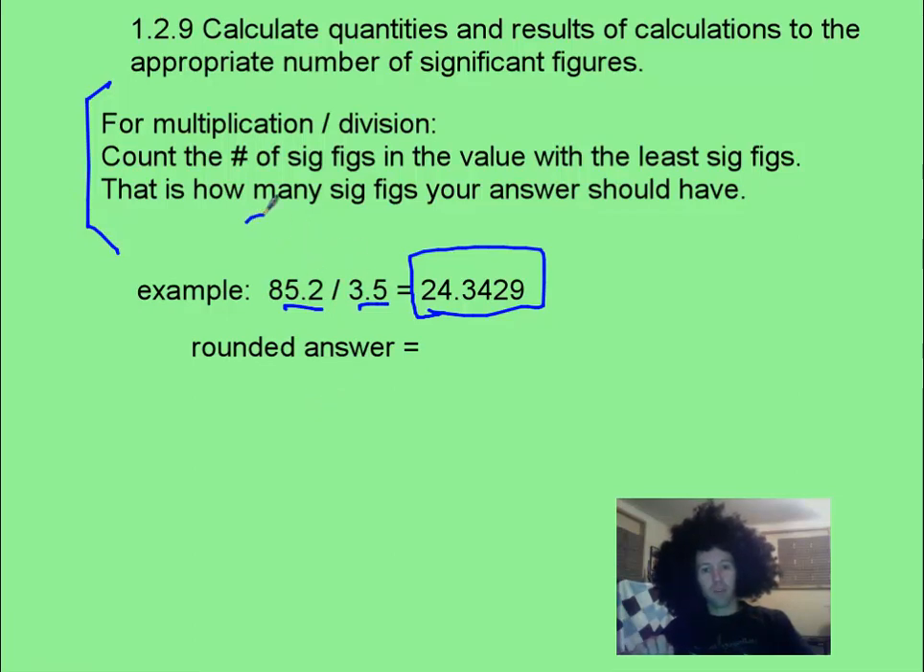Hopefully you applied the rule, which said that this one had 3 sig figs, and this one had 2, so our answer is going to have 2. So I round it to 24, and I get rid of all of these other numbers here.